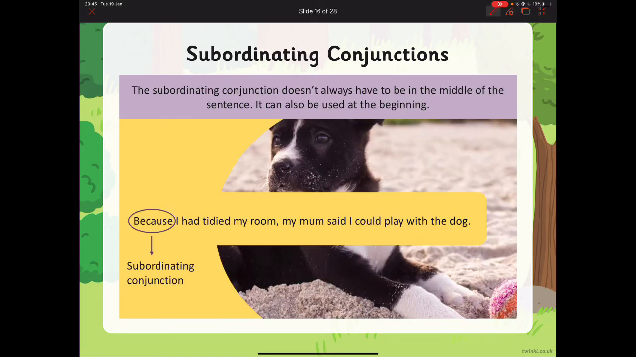The subordinating conjunction doesn't always have to be in the middle of the sentence. It can also be used at the beginning. Because I had tidied my room, my mum said I could play with the dog. What punctuation do you notice comes after the subordinating clause? A comma. Well done. So if you're writing a sentence that begins with a subordinating clause, you need to make sure you finish it off with a comma before you write your main clause.